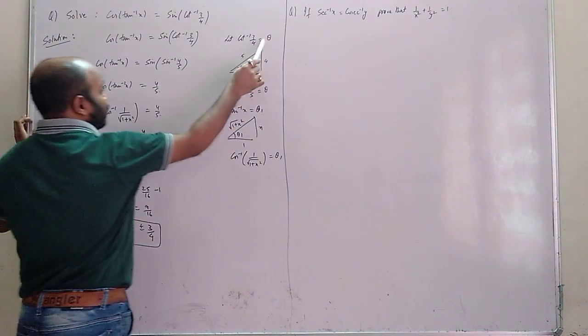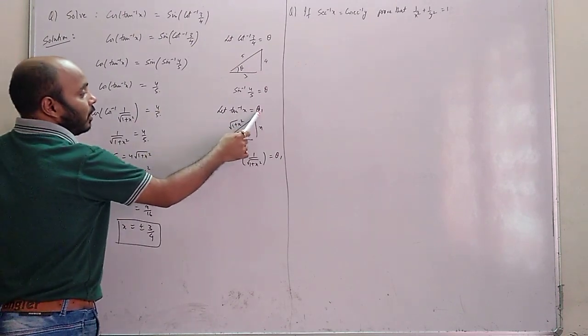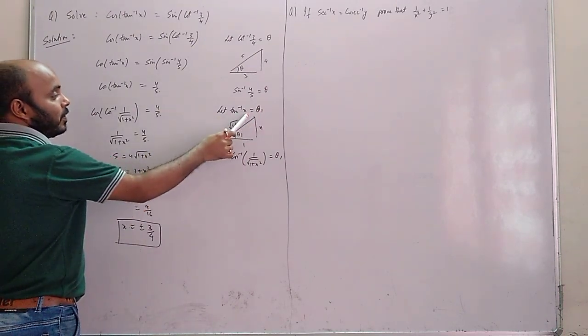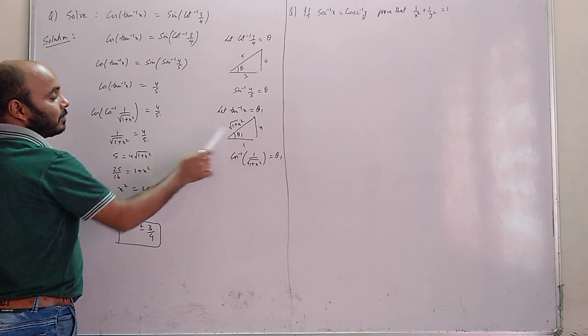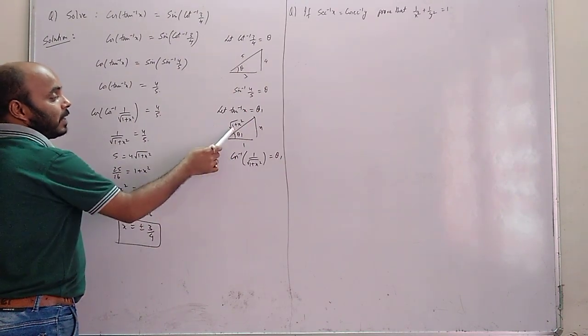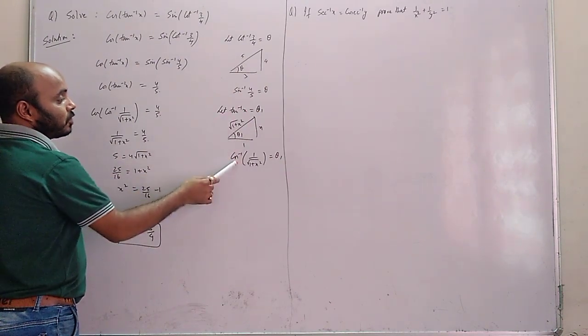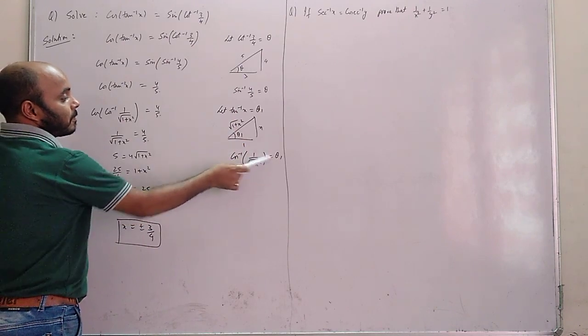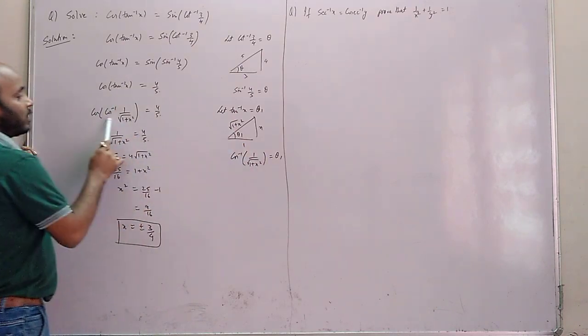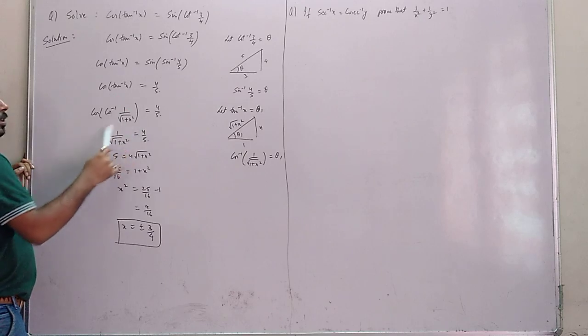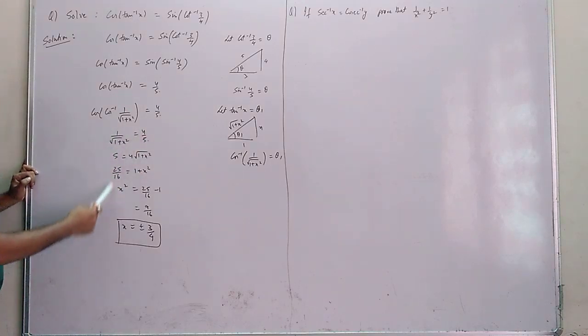I have taken theta, so I have to take some other angle, theta 1. Again, make the triangle. Perpendicular is x. Base is 1. This will be the hypotenuse. So cos inverse is base by hypotenuse. So in the place of tan inverse, I can write cos inverse. Cos inverse gone. Now solve it. From there we will get x equals plus minus 3 by 4.